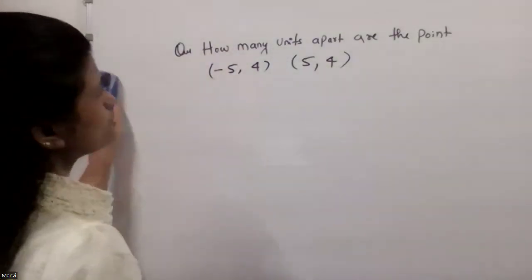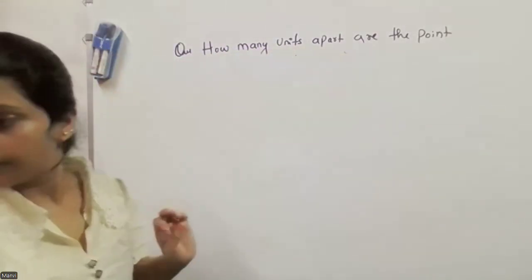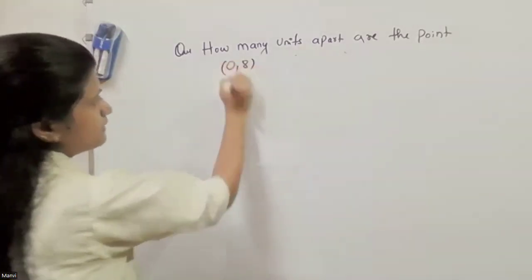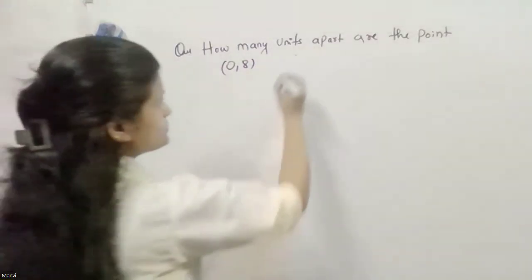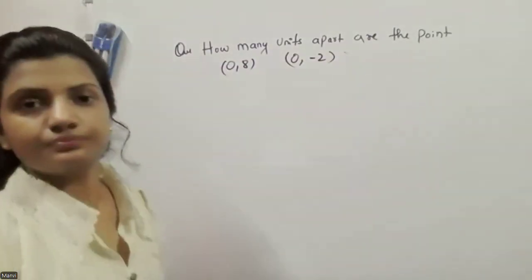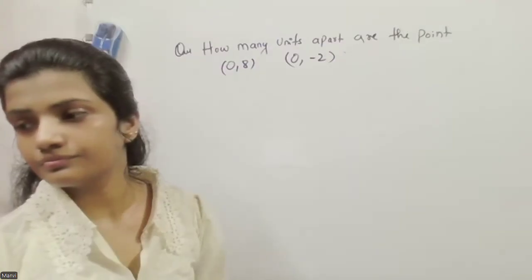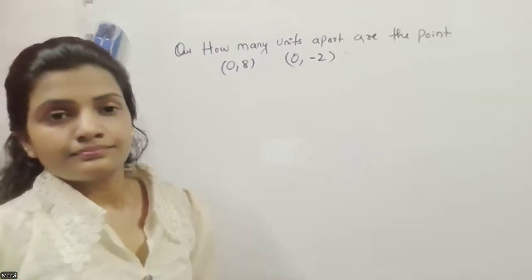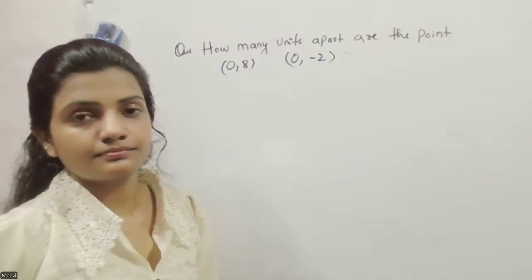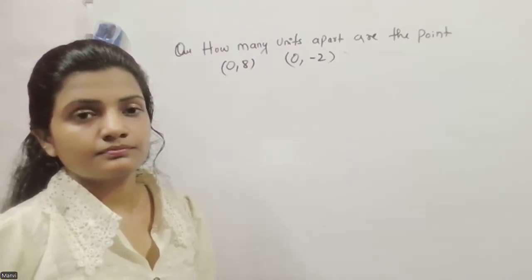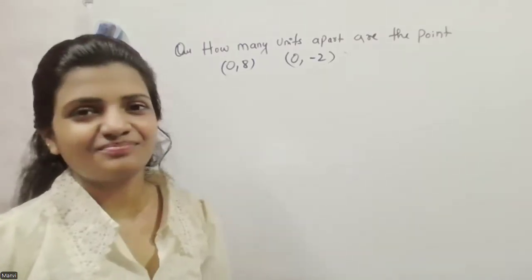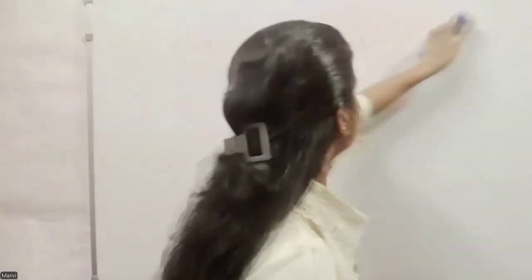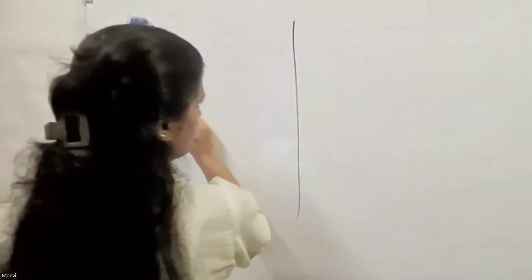Okay. One more question based on this, Kavya. How many units apart are the points 0, 8 and 0, -2? 10. Very good.